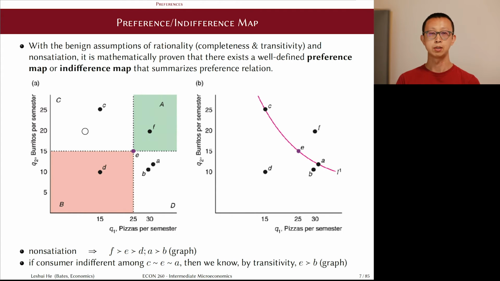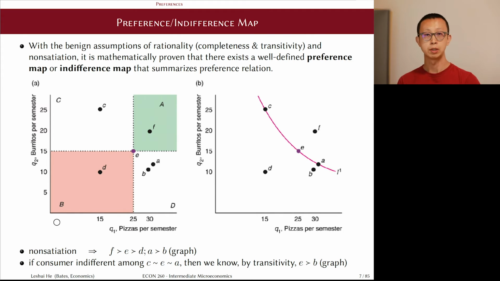And as it turns out, as long as you're willing to accept these two restrictions on preference relationships, we're able to represent people's very abstract preference relationships using something very intuitive and visual. And this tool is what we call the preference map or indifference map. It turns out that these very intuitive visual graphs are able to represent the very complicated preference relationships we have. So now let's take a look at a particular example of this.